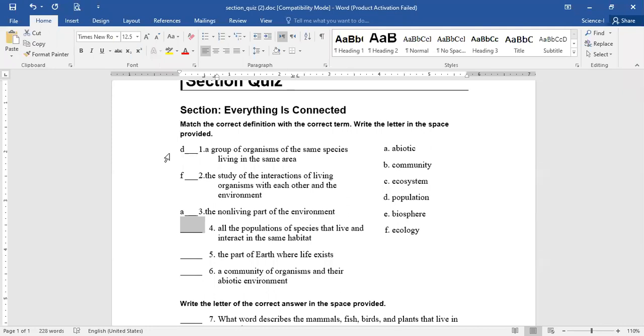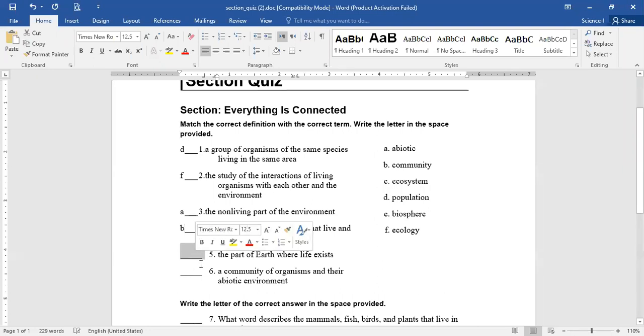F. So we already chose F in question number 2. Yes, Mahi? Ecosystem? No, not ecosystem. He said all the populations, just populations. He doesn't say that's biotic and abiotic. So what do we call these? Yes, Adam. B, community. Okay, we said that community are different groups of population. In that definition, it doesn't mention the abiotic factors at all.